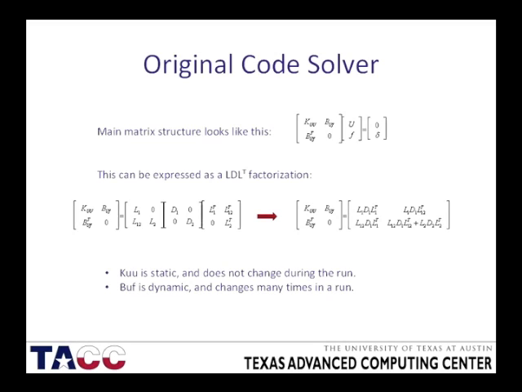What the custom solver was doing originally was they had a main structure for the matrix that looks like a matrix with four submatrices in it. You could see a K_UU on the top left. That matrix is essentially static. It does not change with different loads. And then they have these BUF matrices that change with every load that the genetic algorithm is going to test.